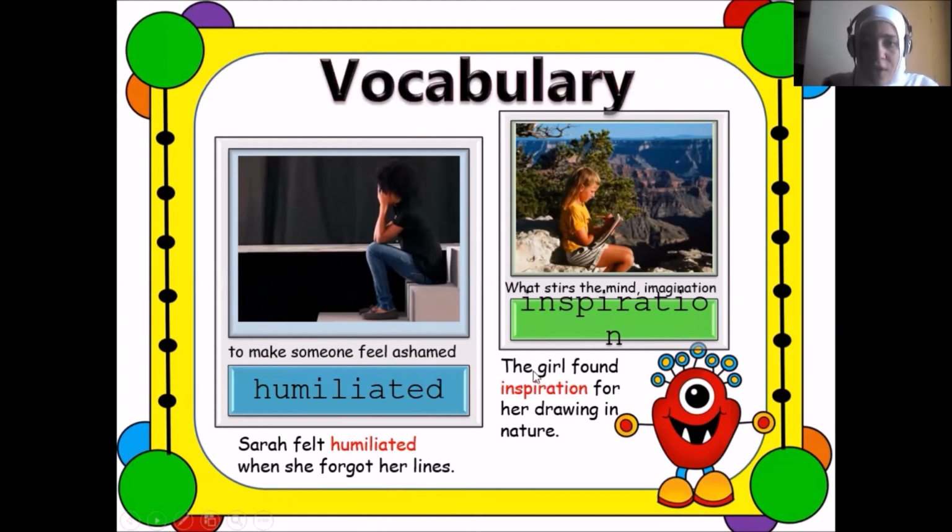Inspiration. The girl found inspiration for her drawing in nature. Inspiration, what stirs the mind or imagination, what makes your mind or imagination work more.